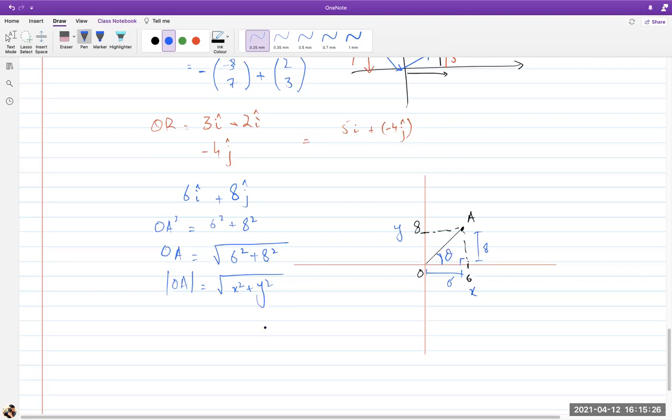और angle कैसे मिलेगा हमें? आपके पास y क्या है? Opposite. और x क्या है? Adjacent. So आप tan कर सकते हो. The tan theta is y over x, 8 over 6 basically. And this is the hallmark of why Cartesian geometry is so much useful when you combine it with vectors.